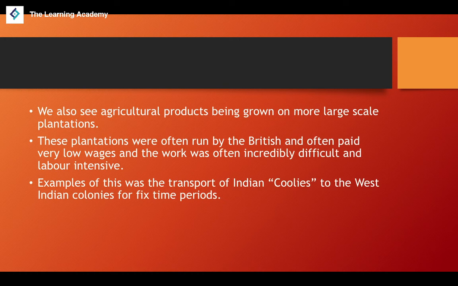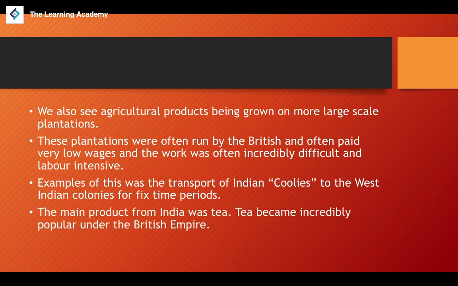And there are examples of the transport of Indian coolies to the West Indian colonies for what we call fixed time periods. These were usually around 5 years. And the main product from India was tea. Tea became incredibly popular under the British Empire and is still very popular to this day.